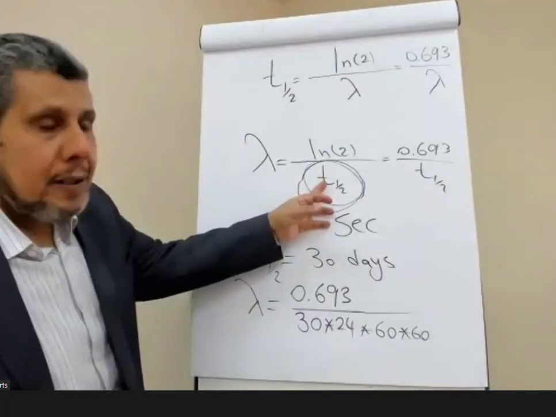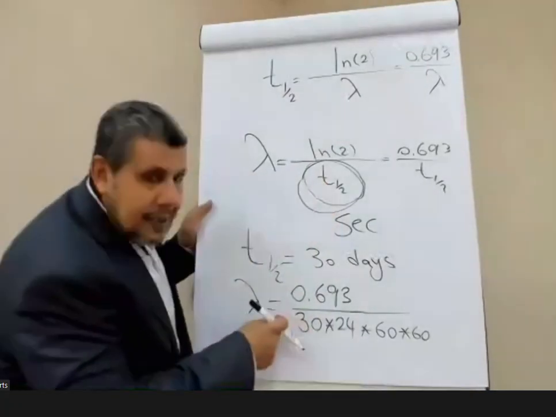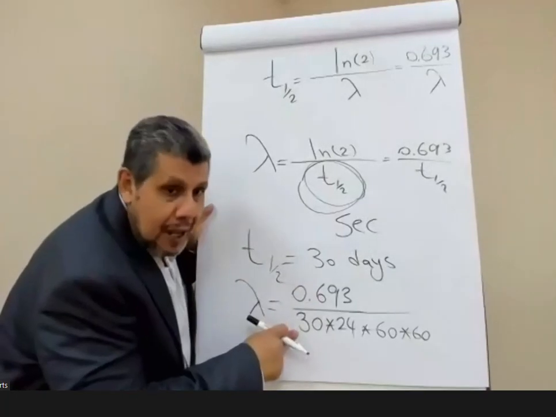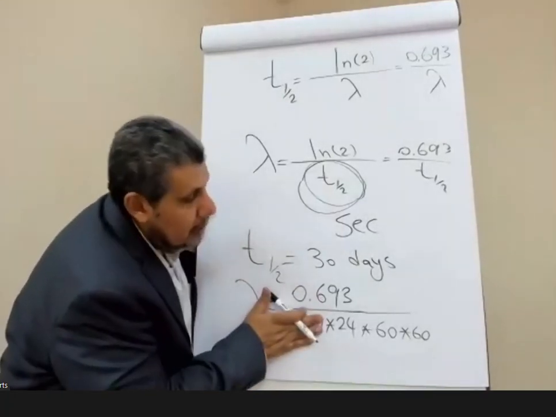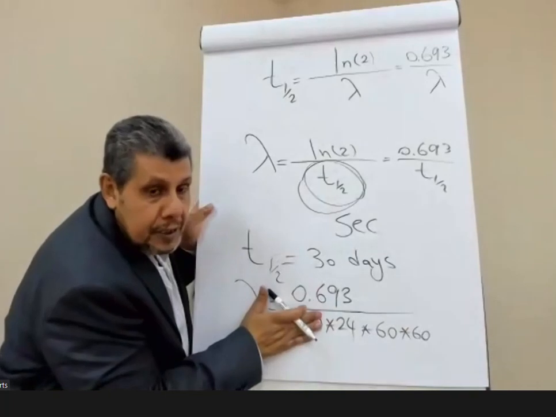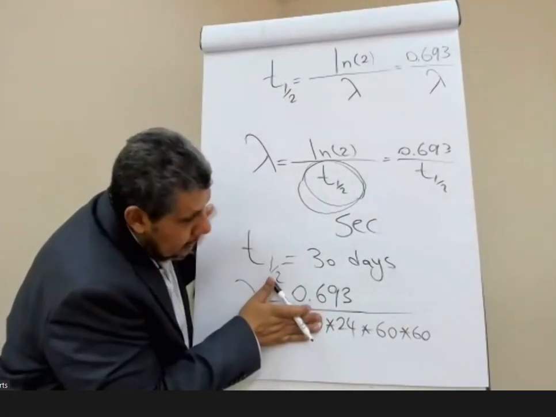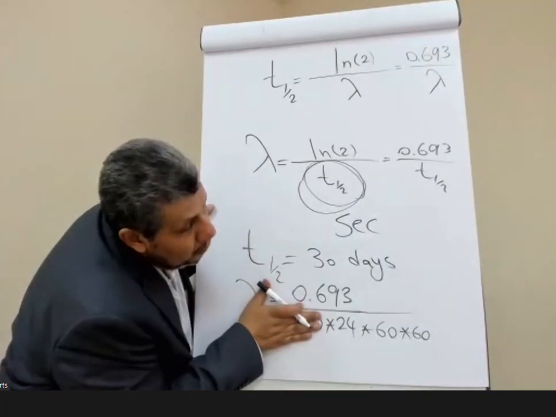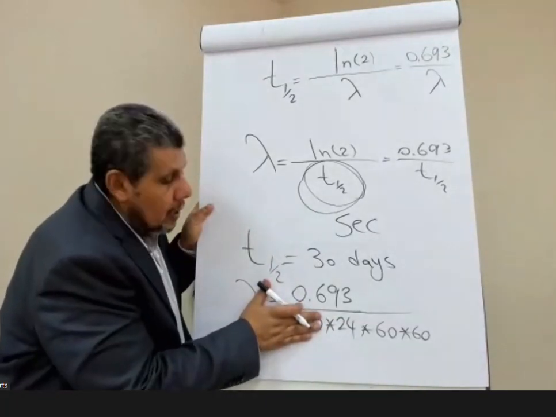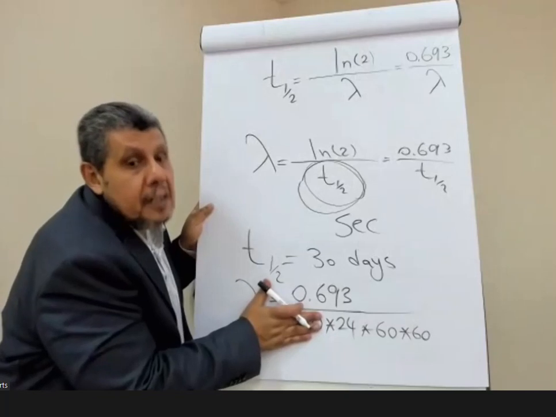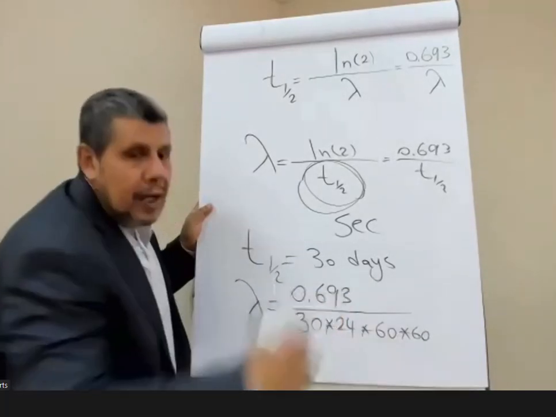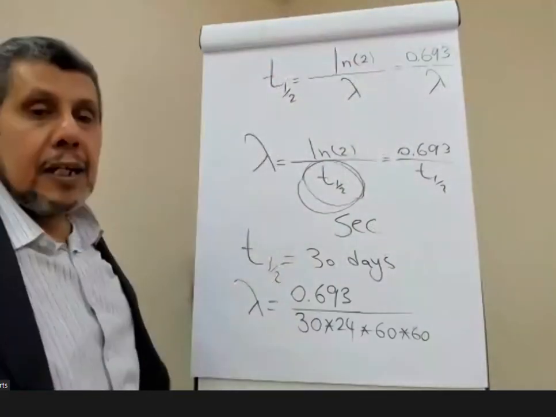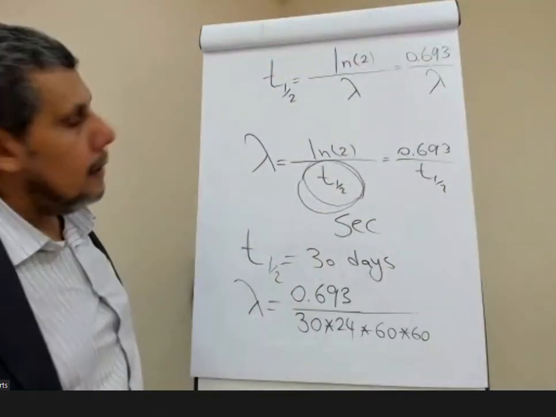If I give it to you in years, you must multiply by 365 to get days, times 24 times 60 times 60. Now it's in seconds. If it's in days, 30 days, 30 times 24 times 60 times 60. This is the relation between T half and lambda.